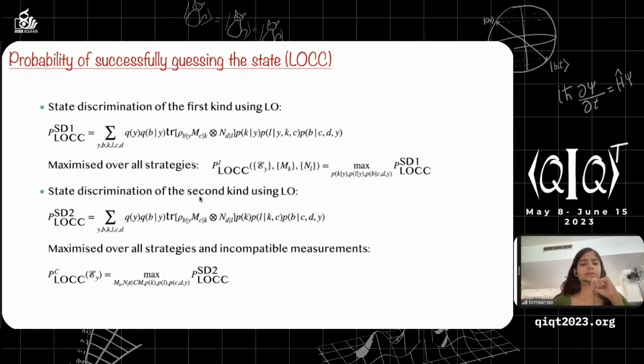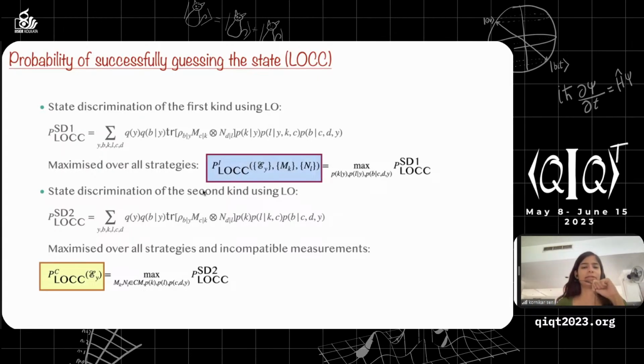This is the state discrimination of the second kind. Here again, Bob 1 and Bob 2 don't know the information of Y. So the probability of choosing a measurement doesn't depend on Y, but still they use classical communication. So Bob 2 chooses his measurement depending on the output of Bob 1. So it depends on K and C. Again, we maximize these probabilities over all possible compatible measurements. So in this case, the probabilities of interest are this one and this one.